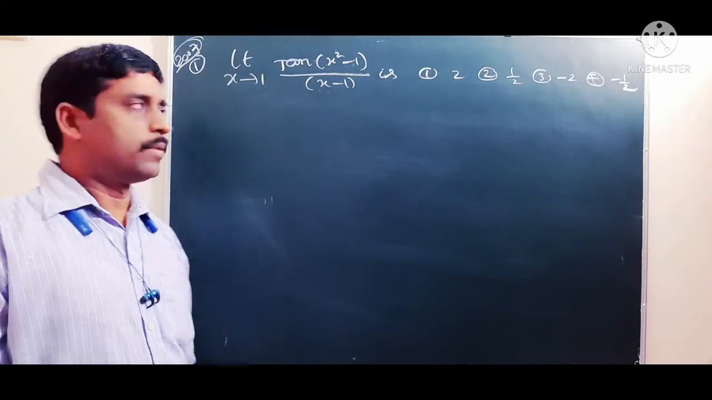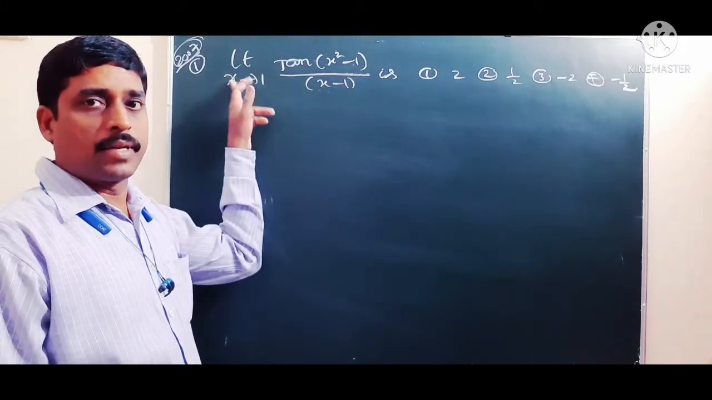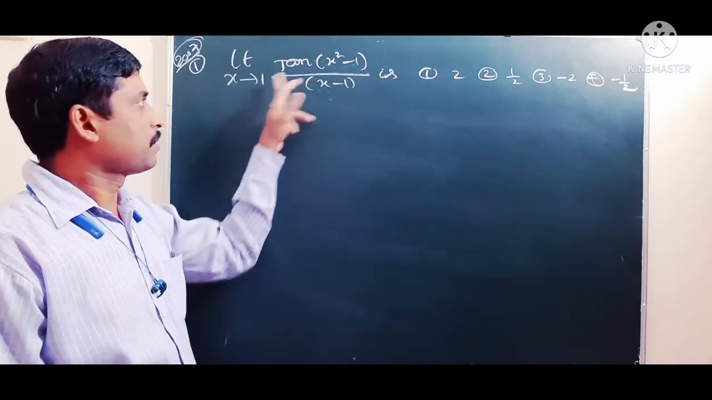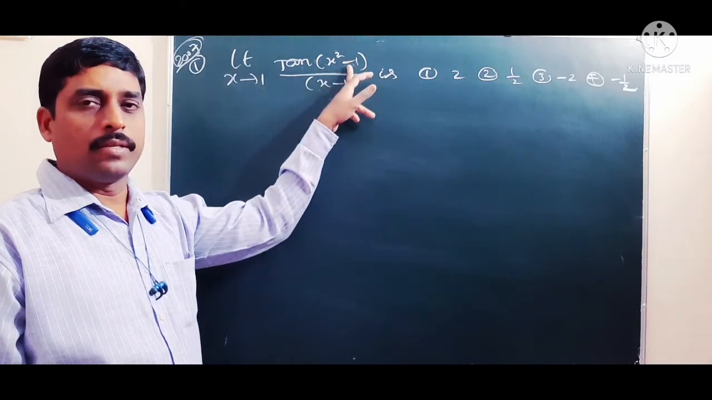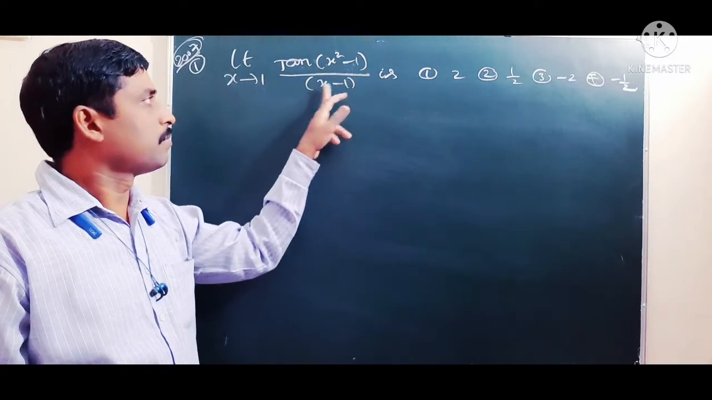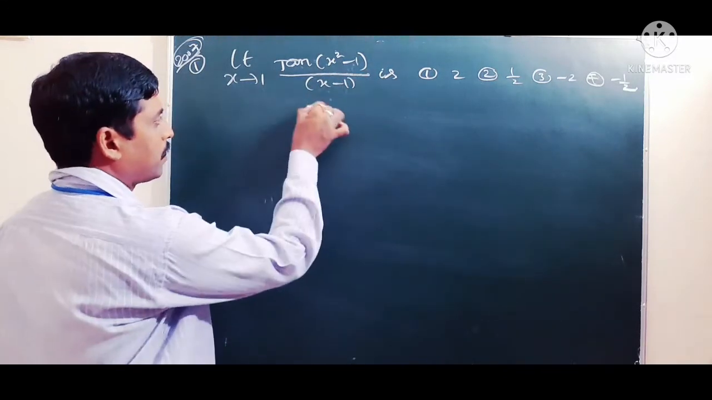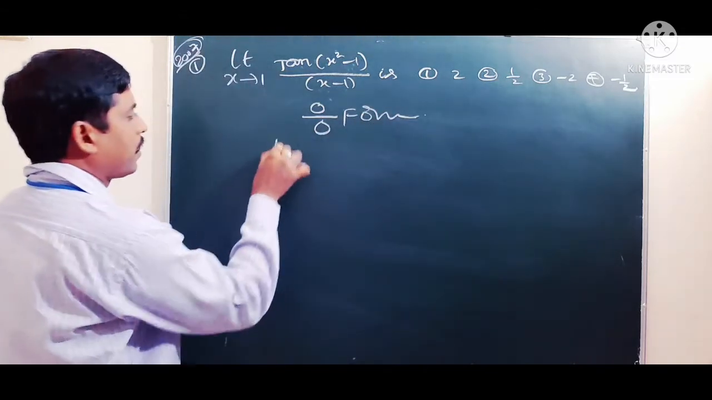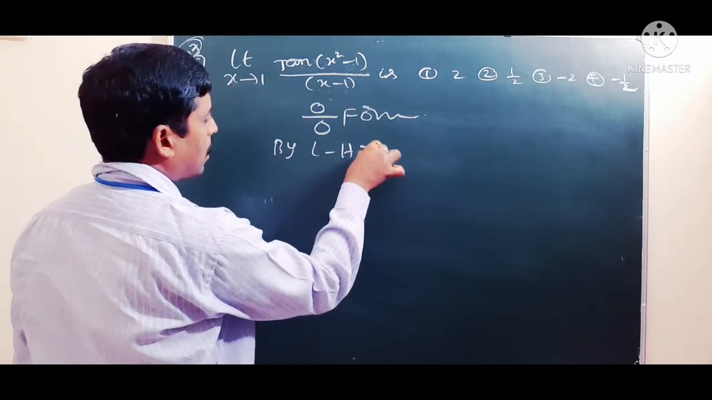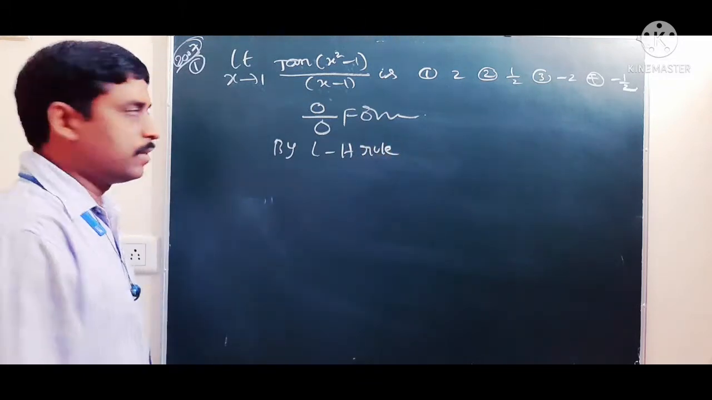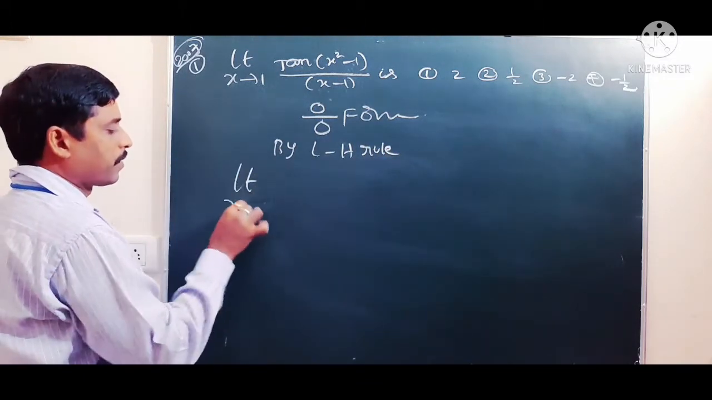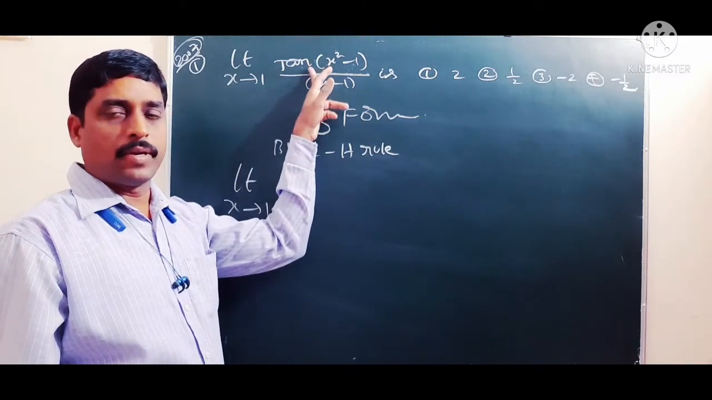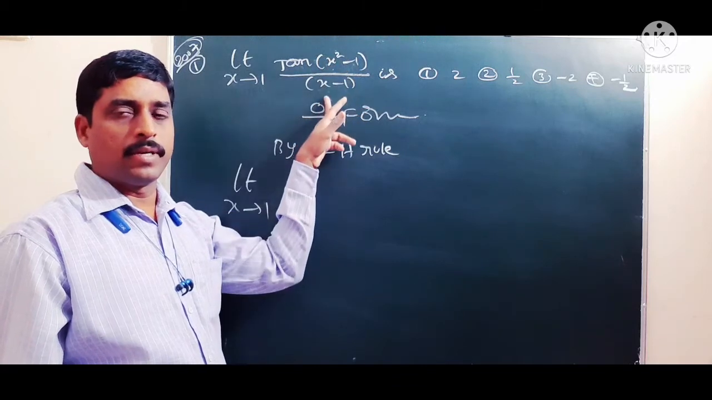Let us go to the next problem. This is from 2007 question. Limit x tends to 1, tan of x square minus 1 by x minus 1. Put x equal to 1. So tan 0 value 0, and denominator 1 minus 1, 0. This is a 0 by 0 form. By using L'Hopital rule, limit x tends to 1, we should apply derivative on numerator as well as denominator at the same time.